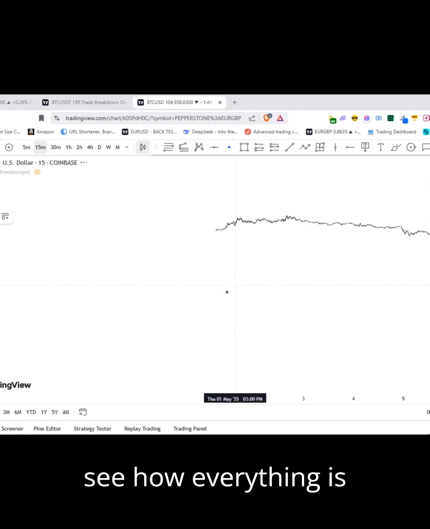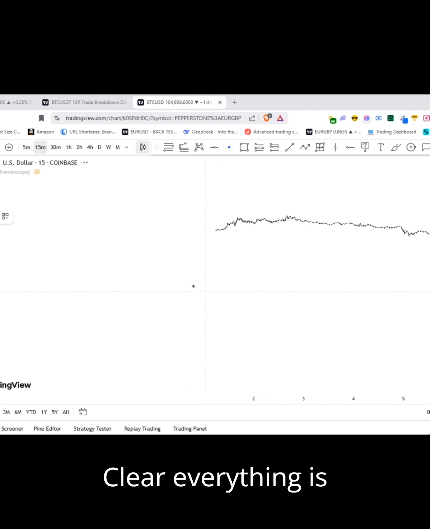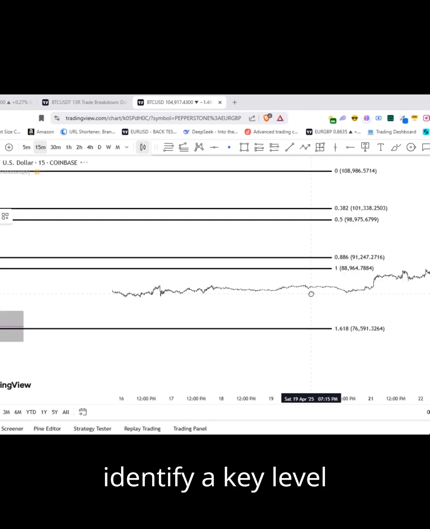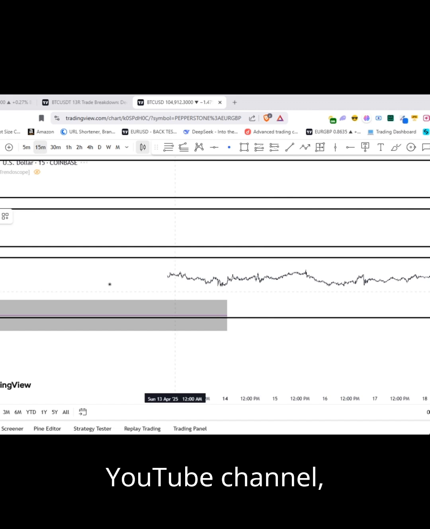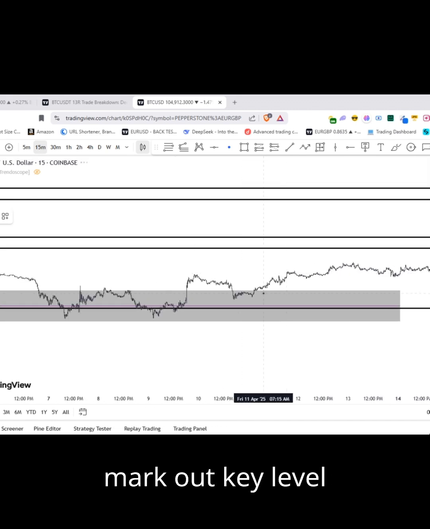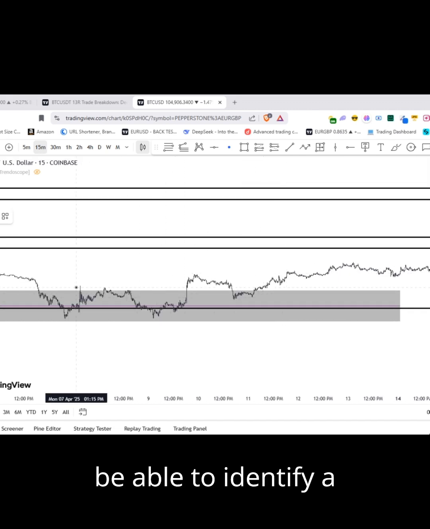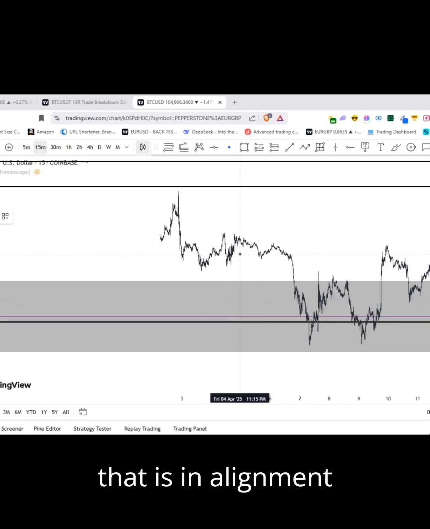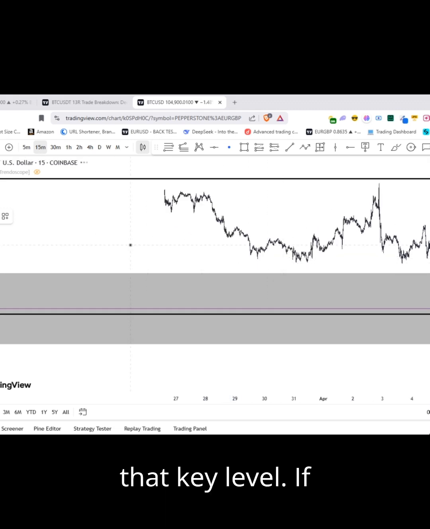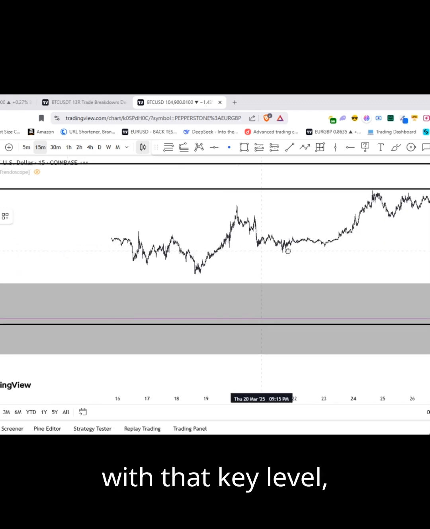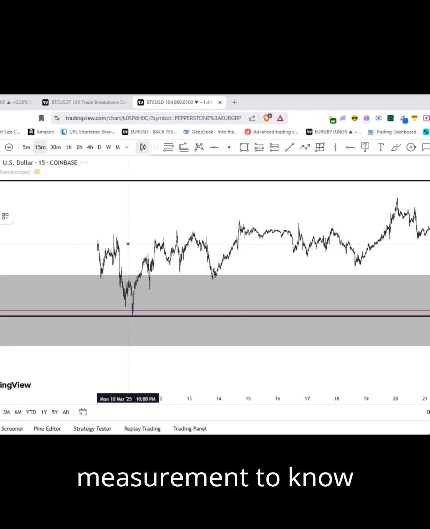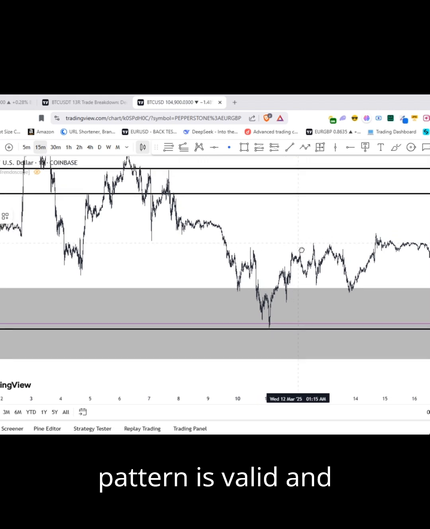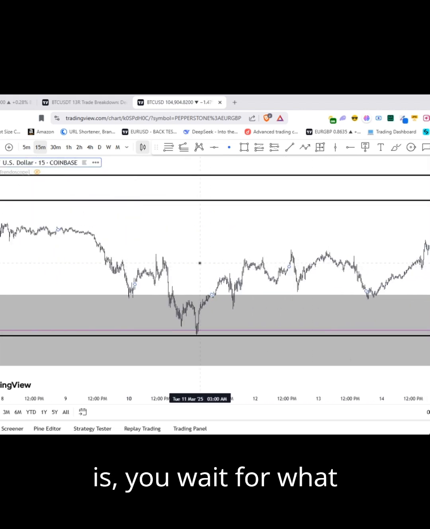So you can see how everything is clear, very clear and simple. Identify a key level. If you go to my YouTube channel, you'll be able to understand how to mark out a key level. Then you check if there's a harmonic pattern that is in alignment with that key level. If there is, you take the measurement to know if the pattern is valid. And after that, what else? You wait for what? Entry.